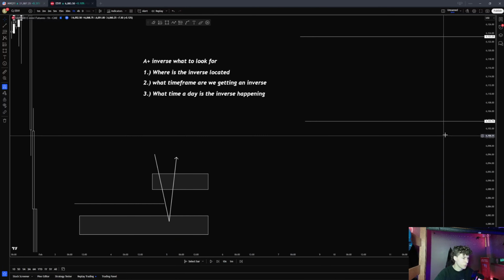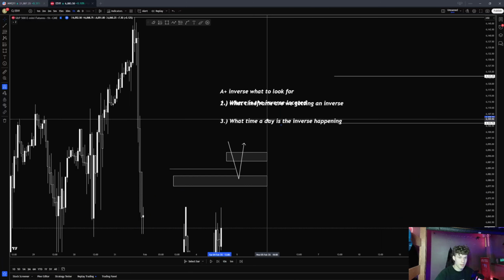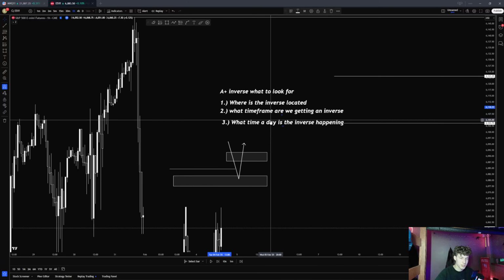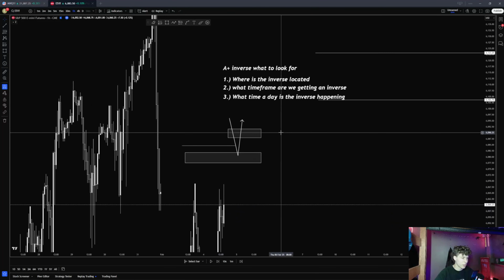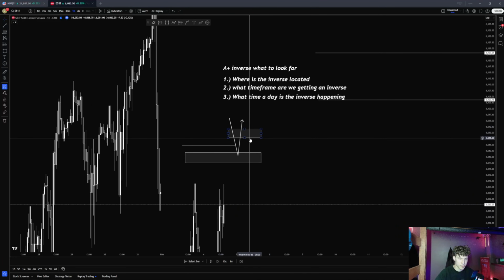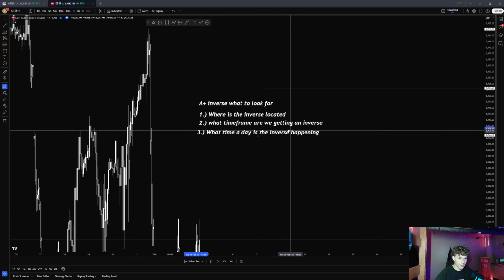So there you go, that's inverses. Hopefully you guys enjoyed the video, and I will be showing you how I implement the inverses in my own strategy soon. So don't worry if you are trying to make this an entire entry model yet. We will get to that point.